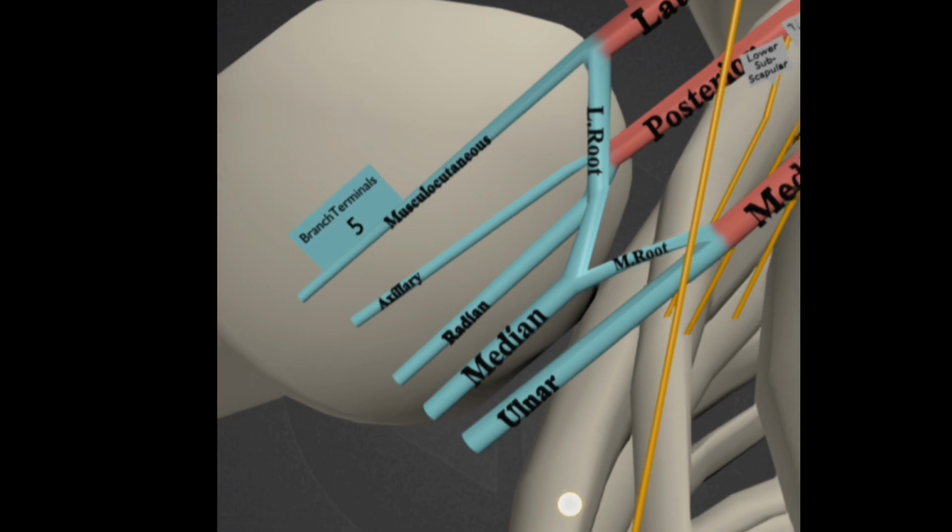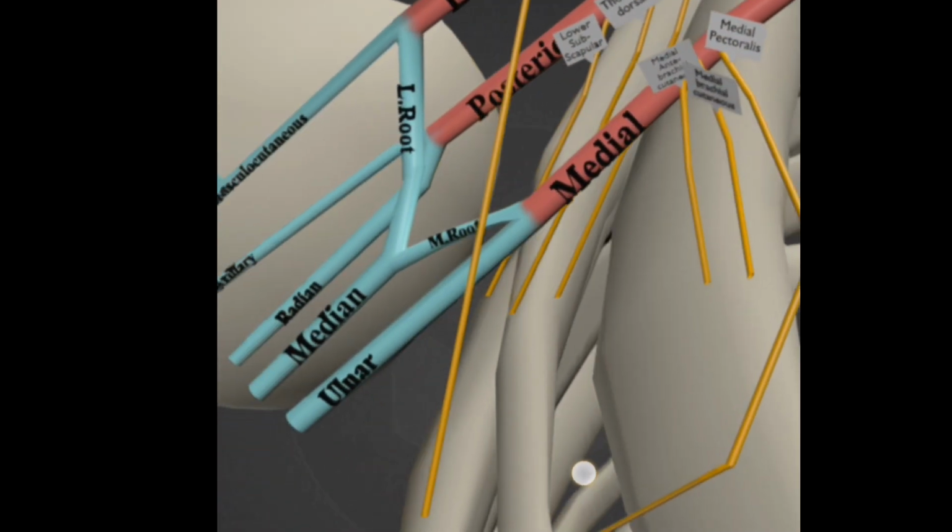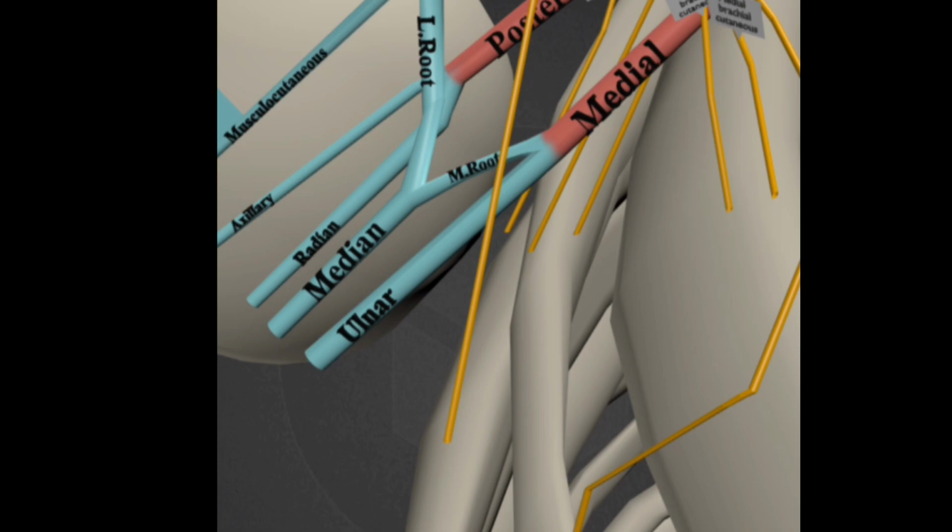So moving on to the next branch, that is from the medial cord. Even the medial cord has a mnemonic, 4MCU, that is 4M and 1U.